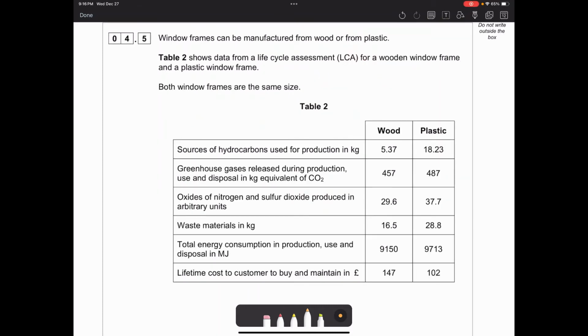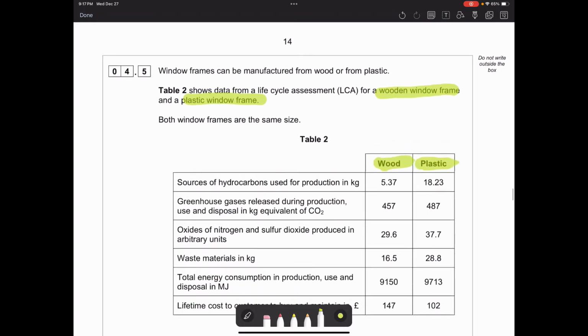Question 4.5. Window frames can be manufactured from wood or plastic. Table 2 shows data from a life cycle assessment for a wooden window frame and a plastic window frame. Both window frames are the same size. So you've got information about wood and plastic.